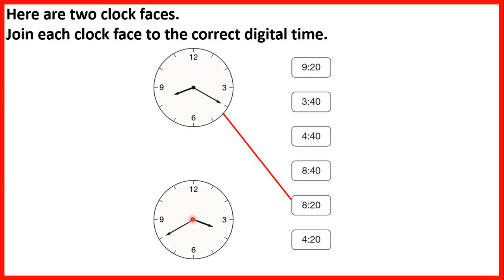And here we can see that the hour hand, the short hand, has gone past the 3, and the minute hand is on the 8, and 8 times 5 is 40, because remember, we multiply the number that the minute hand is on by 5. So that's 3:40.